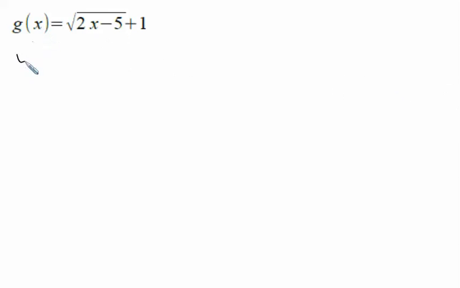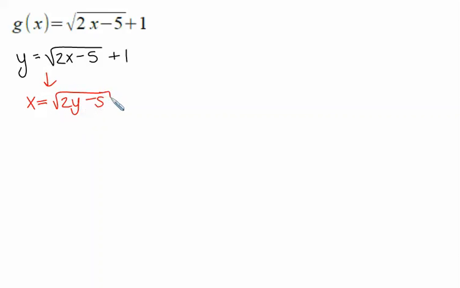First, we replace g of x with a y. Then the key to an inverse, remember, is that we switch the x and the y. From there, we need to get the y by itself. It's one step at a time.